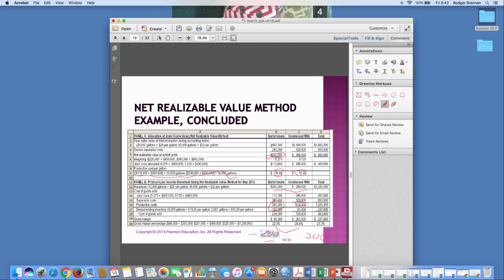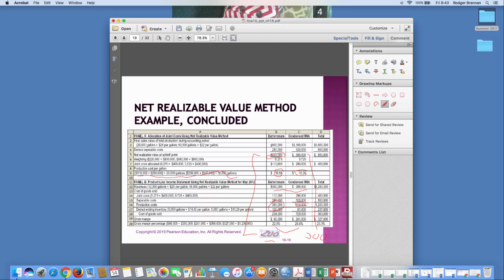Now, I want to take this number and compare it with this: if I process the buttercream further, I will generate $500,000 of revenue, moving it to $25 per gallon, but I have to incur the separable cost. So my net realizable value is $220,000. It's marginally better, but it's better by $20,000. Likewise, make this same comparison. At the split-off point, I can sell the condensed milk for $300,000, but if I process it further, I can make $580,000. So in both cases, I would be better off processing it further.